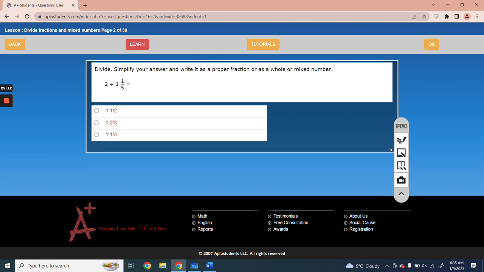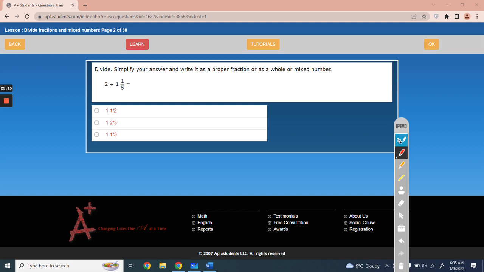Okay, the next one is you have to divide 2 by 1 whole 1 over 5. So convert 1 whole 1 over 5 to an improper fraction. It would be 1 times 5 plus 1 over 5. 5 times 1 is 5 and plus 1, 6 over 5. Now just replace this division sign with multiplication. It would be then 5 over 6. 5 times 2 is 10 and 10 over 6. Just look for a common number that can divide both numerator and denominator. Yes, it is 2. 2 times 5 is 10 and 2 times 3 is 6.